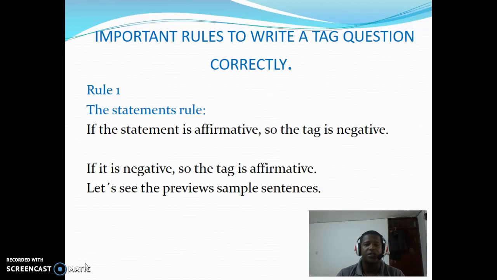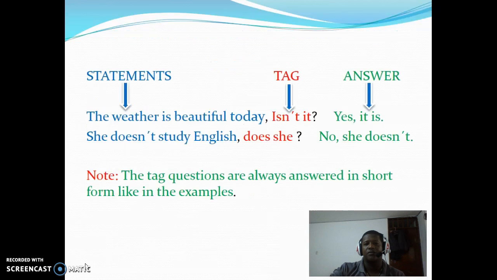Let's see the previous example sentences. Statement: the weather is beautiful today. Tag: isn't it? Answer: yes, it is. As you can see in the first one here, we say the weather is beautiful today. It's an affirmative statement. So the tag is negative. Sentence number two: she doesn't study English, does she? In this case, this statement is negative. We have the negative auxiliary doesn't. So in here, the tag is formed with the auxiliary in affirmative.